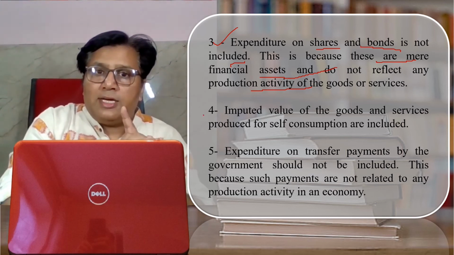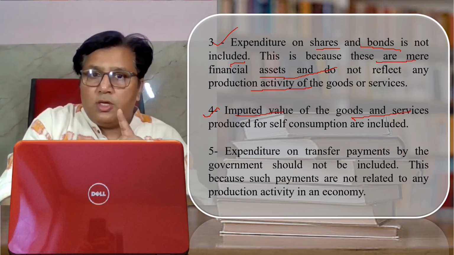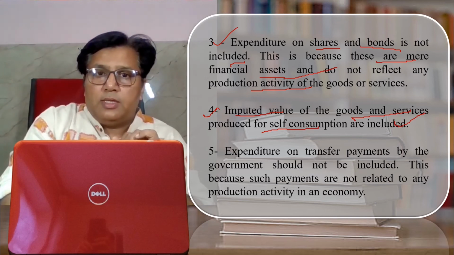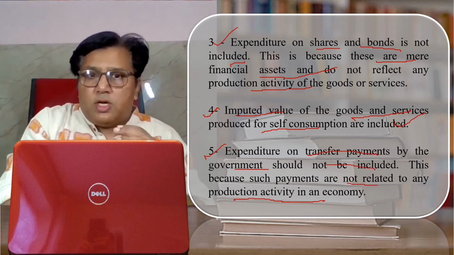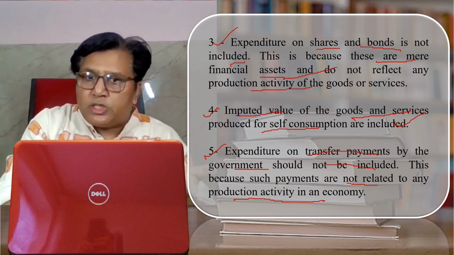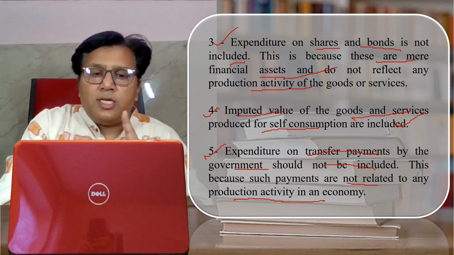The fourth precaution that I have to take is the imputed value of goods and services for self-consumption are considered. Fifth precaution is that the transfer payment by the government should not be included. Why? Because transfer payment will not reflect any production activity, so the expenditure on the transfer payment incurred by the government is not considered.